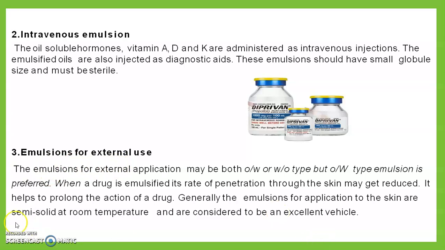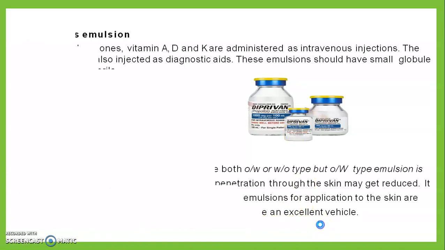Emulsions for external use. Emulsions for external application may be O/W or W/O types of emulsions. When a drug is emulsified, the rate of penetration into the skin may be reduced. It helps for the prolonged action of the drug. Generally, emulsions for application to the skin are semi-solid at room temperature and are considered an excellent vehicle.